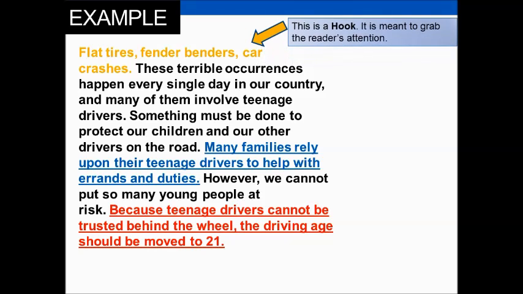Let's take a look at our hook. Flat tires, fender benders, car crashes. The purpose of the hook is to grab the reader's attention.